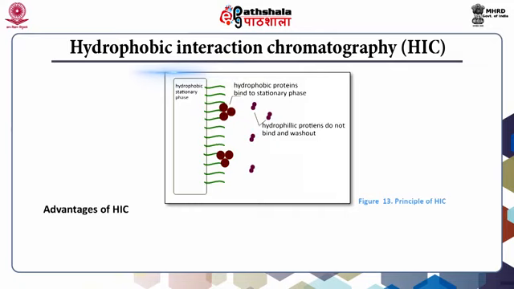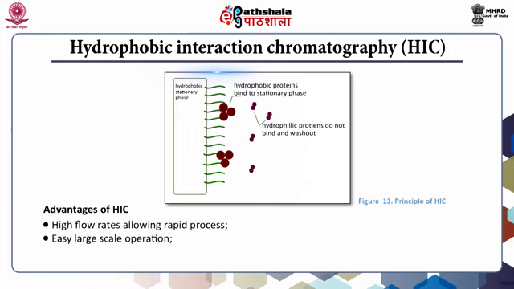So what are the advantages? Fast, rapid chromatography due to high flow rate, and it can be easily operated on a large scale. The column does not shrink at high salt concentration and a wide range of solvent systems can be used.